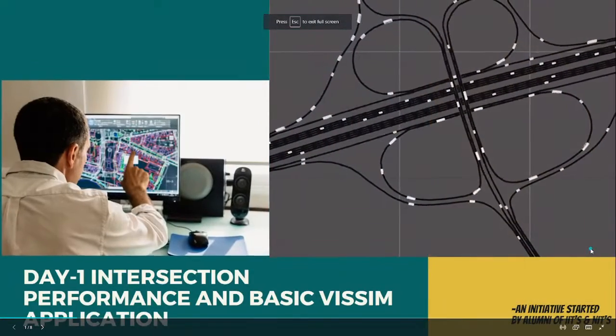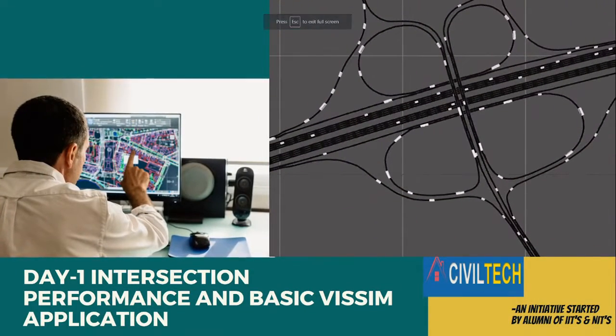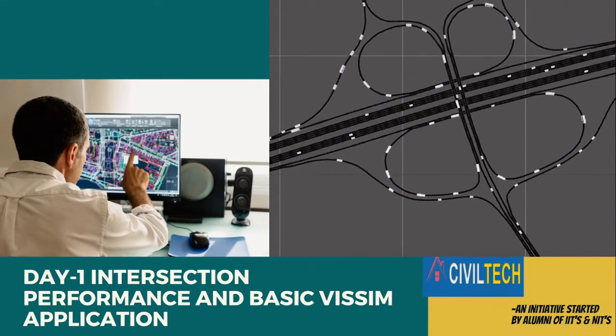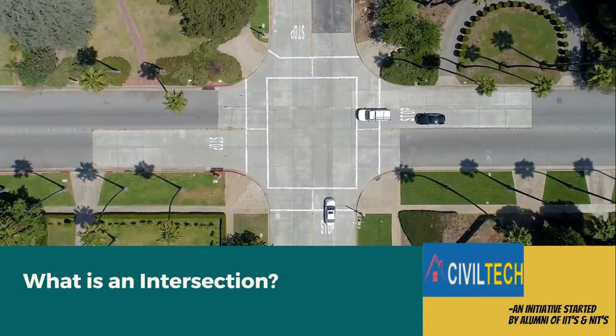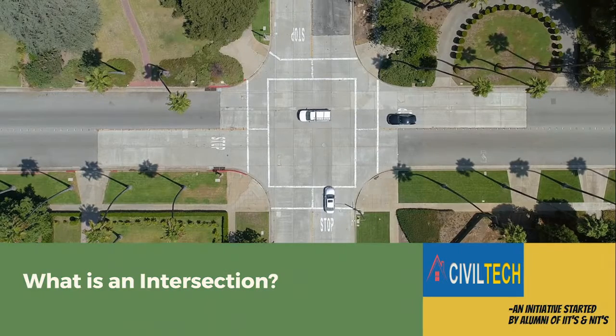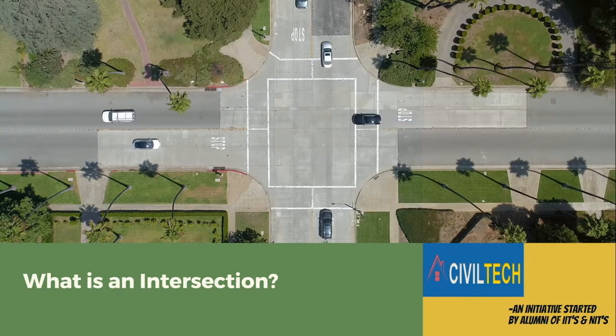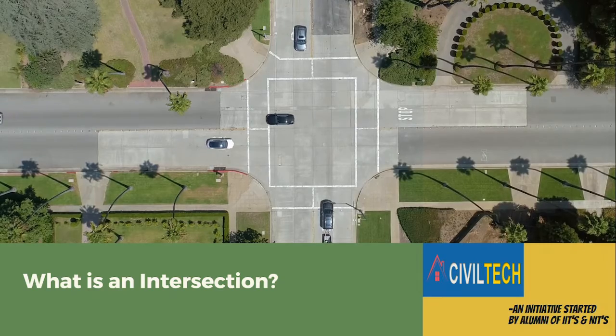Today we are going to see what is an intersection performance and basic VISSIM application. Before going into that, let us see what is an intersection. In simple words, an intersection is nothing but an area shared by two or more roads. That might be a meeting, crossing, merging, or diverging.